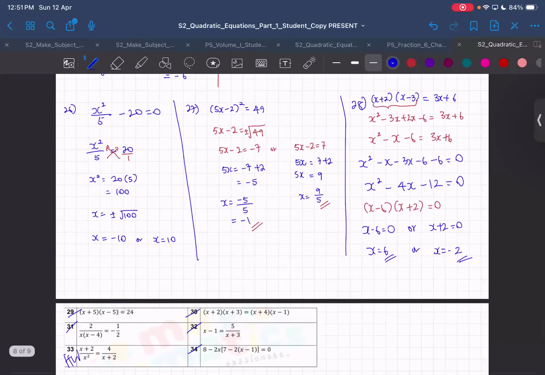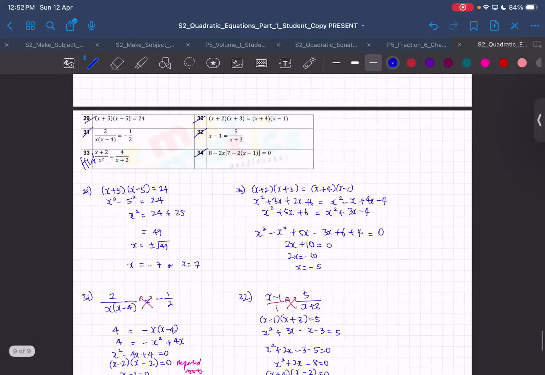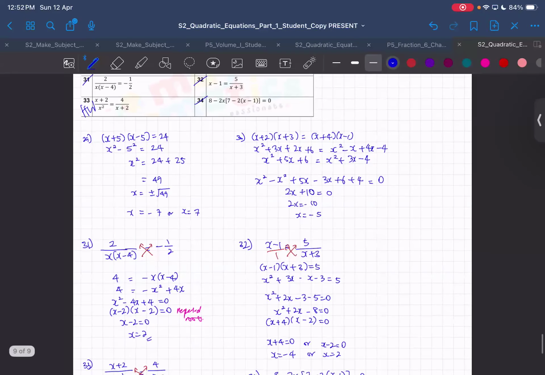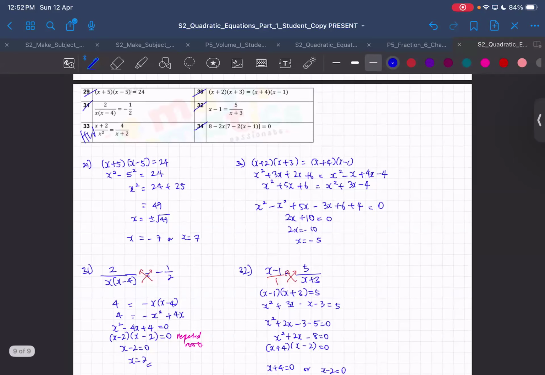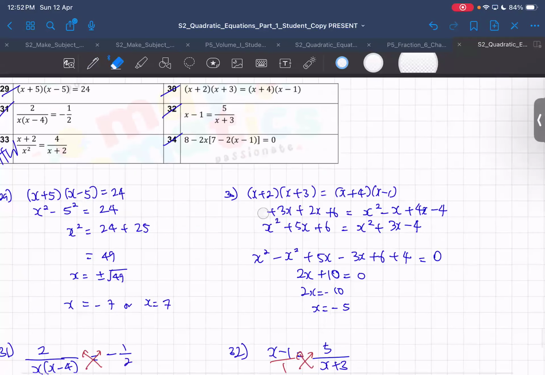Where's your worksheet? Okay, so you all should get 7 and minus 7. Can I check who didn't get 7 and minus 7? Because if everyone gets it, I will move on already to 30. Because 30, you look at 30. Oh my god, so many.